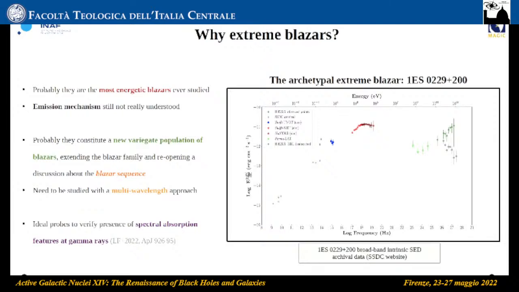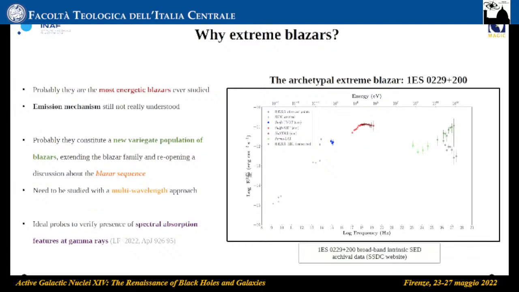Why are they important? Because most of them are very energetic, and they are probably the most energetic blazars ever found. The emission mechanism and also the particle acceleration are still not well understood, and they extend the blazar family to higher energies.